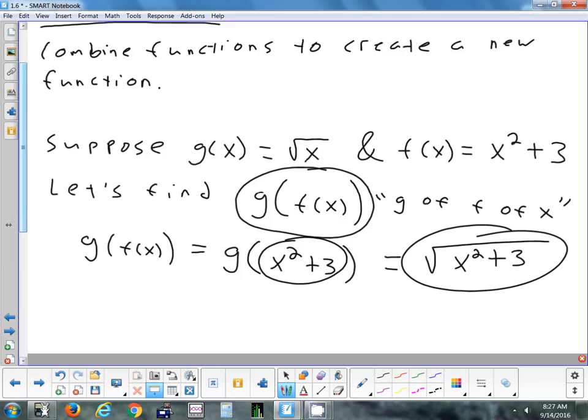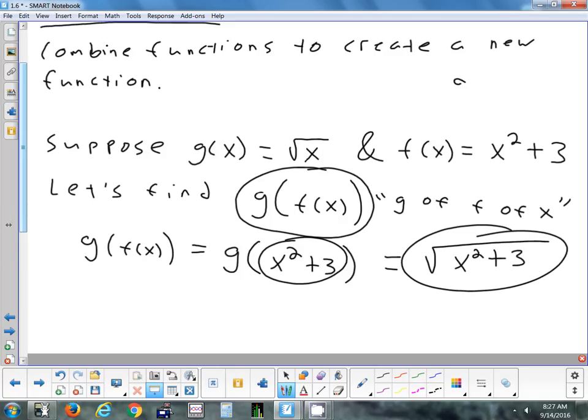That is g of f of x. Any questions on how I got that? Yeah, how did you use the square root part? So the square root part was given as part of the original function.